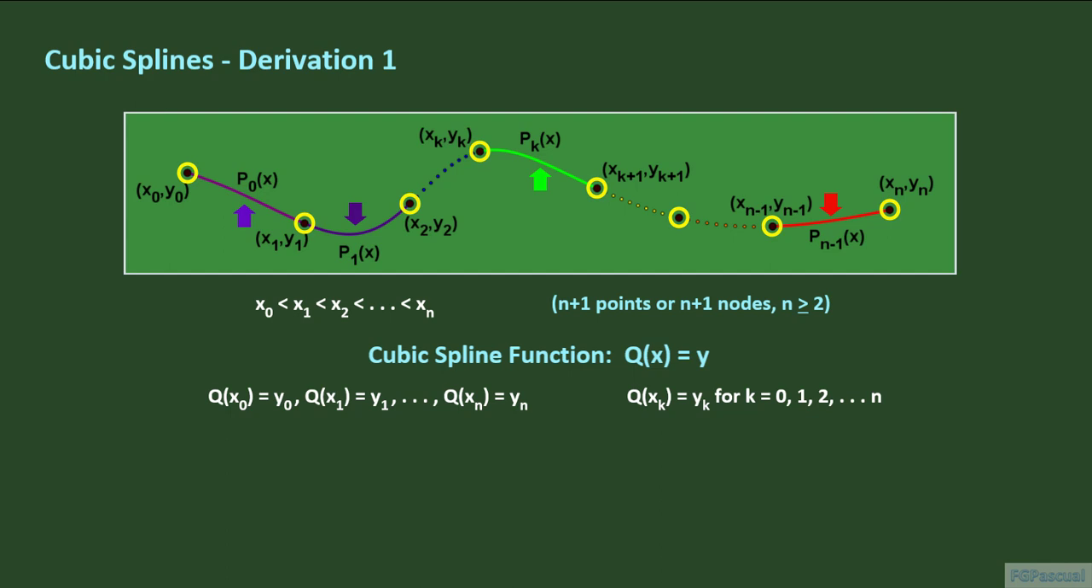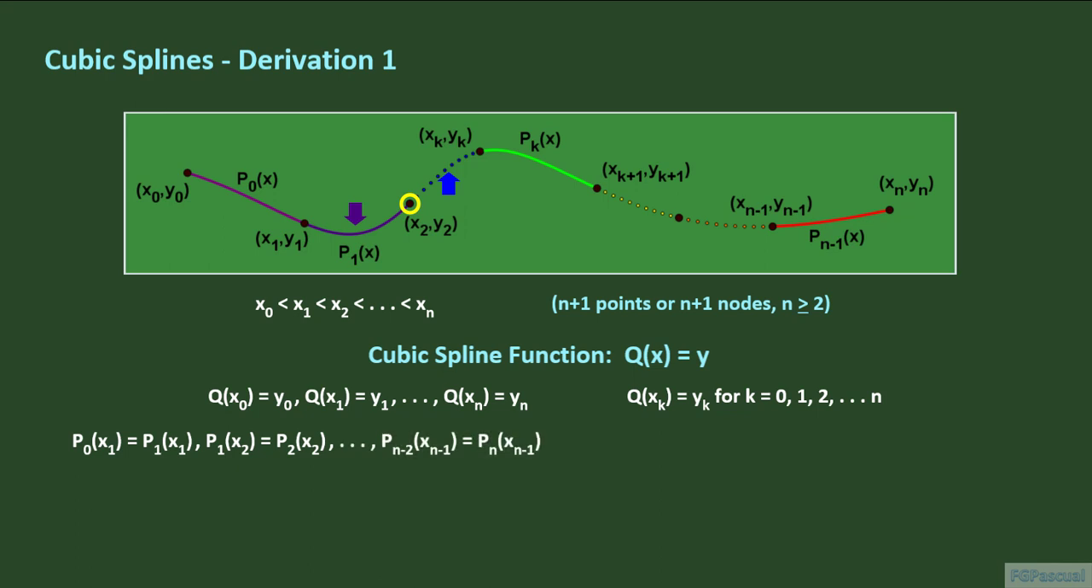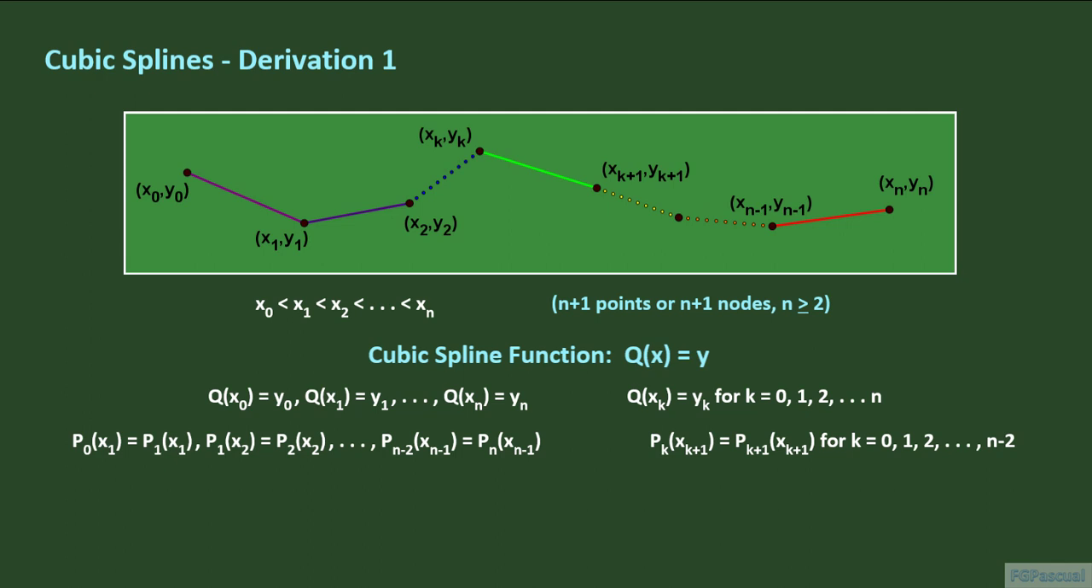The second condition that we impose is continuity. That is, consecutive segments should meet at junction points. For example, p sub 0 of x sub 1 should be the same as p sub 1 of x sub 1. Likewise, p sub 1 of x sub 2 should be the same as p sub 2 of x sub 2, and so on. For continuity, we require that p sub k of x sub k plus 1 equals p sub k plus 1 of x sub k plus 1, for k equals 0 through n minus 2. If it is only continuity that we require, then we only need to find the formulation for the polygonal path that passes through the given points.